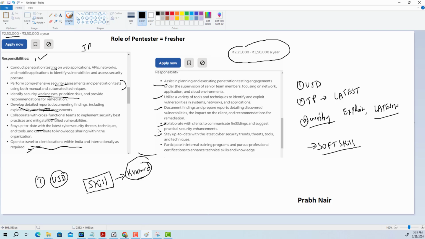If you can see here, they are also talking about staying updated. Two companies, different JDs, but one thing that is common is staying up to date with the latest cybersecurity trends. And more important, participate in internal training programs and pursue professional certification. If you already have certification, that shows your discipline and everything. So these kinds of trends will give you a better chance to get the job on the first attempt.